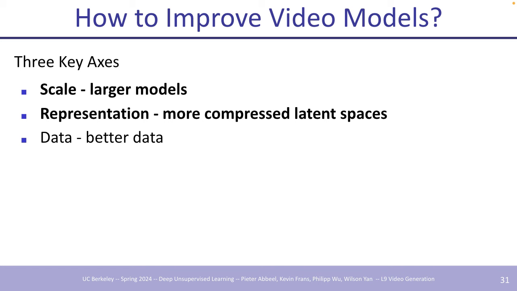Semi-related to that is representation. How can you learn more compressed latent spaces? Something that is kind of compressed is the latent space of per-frame encodings using an image VAE. More compressed than that would be a 3D VQ-VAE or a 3D autoencoder of some sort that compresses over space and time. In terms of the design space for how these representations and latent spaces are learned, I think there's a lot of room for improvement. But it's very related to the first one, because the more compressed your latent space is, the more efficiently you can model the data, and the larger you can actually scale up given a fixed compute budget.